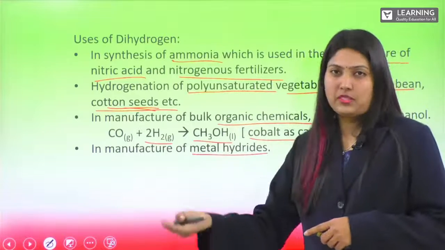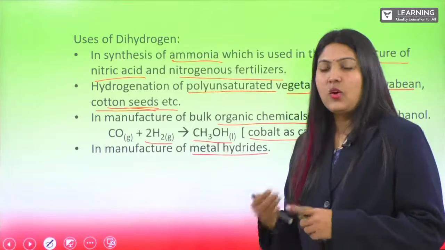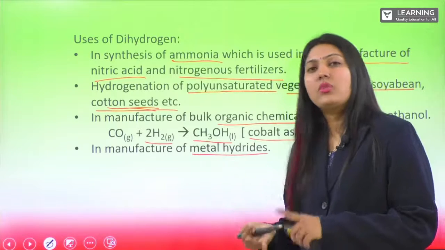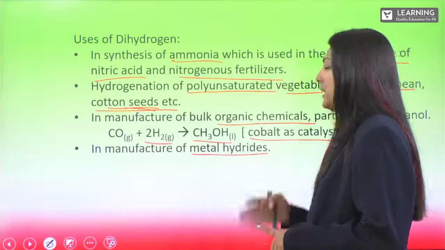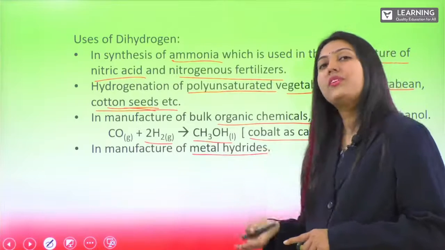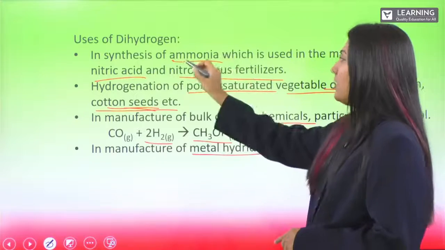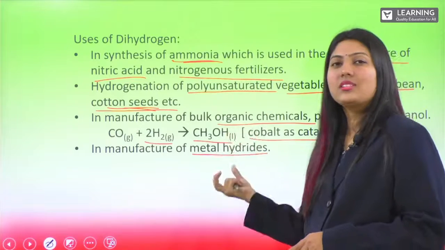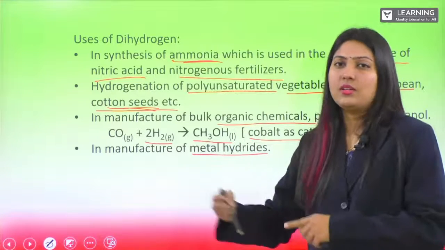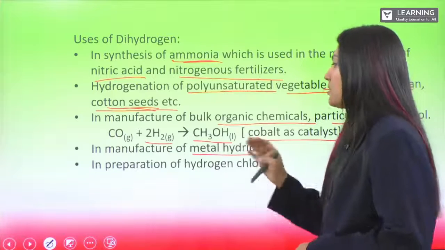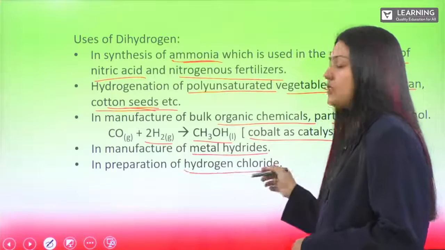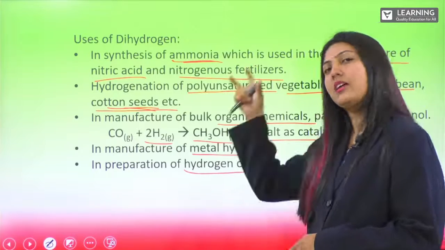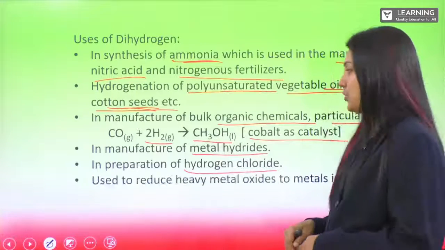We know the chemical properties, what all we have learnt. What are the chemical properties of hydrogen? When it is reacted with metals, we get metallic hydrides. When it is reacted with non-metals, we get ammonia, right? So those we are just using as uses of hydrogen. In the preparation of hydrogen chloride, this also we studied. So what all the chemical properties are there? They are also the uses of hydrogen.